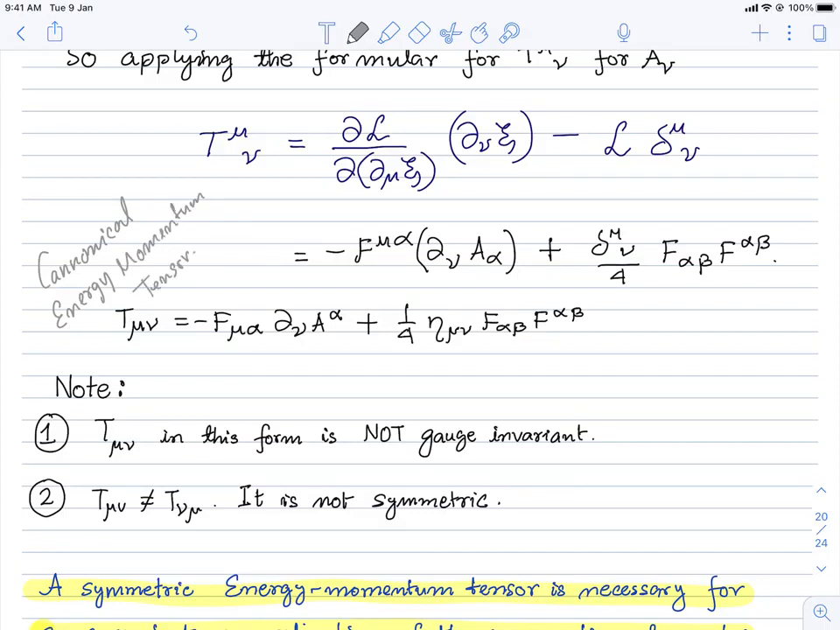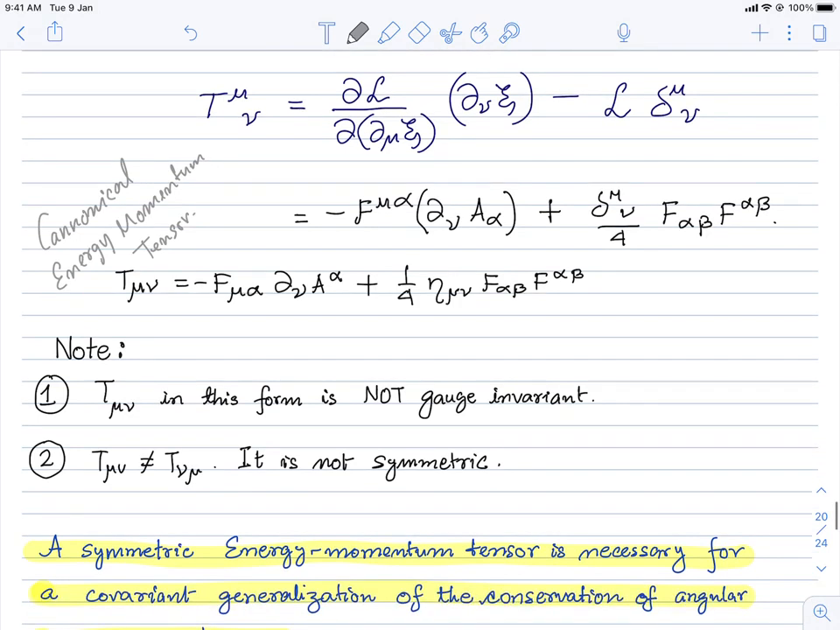Now we can take this canonical energy momentum tensor and look at it. If you see this, we'll find that there's a term like this, which is clearly not gauge invariant, and neither is it symmetric in the two indices mu and nu. Both are problems. This is a problem because physical things cannot depend on which gauge you use for the description, because our description cannot depend on our gauge choice.